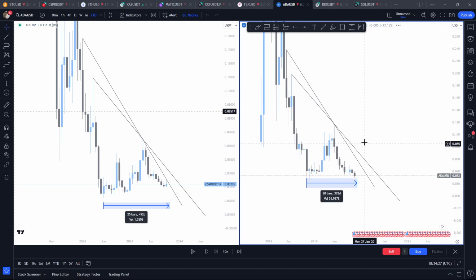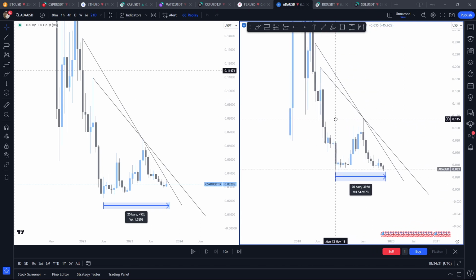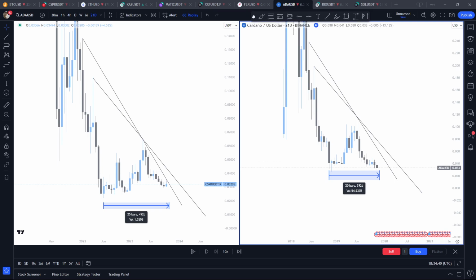Today I have a kind of special one for you guys, because we're going to compare Casper to ADA again. We have done this before, and with all success that comes to it. But I'm going to show you something that I found very recently.